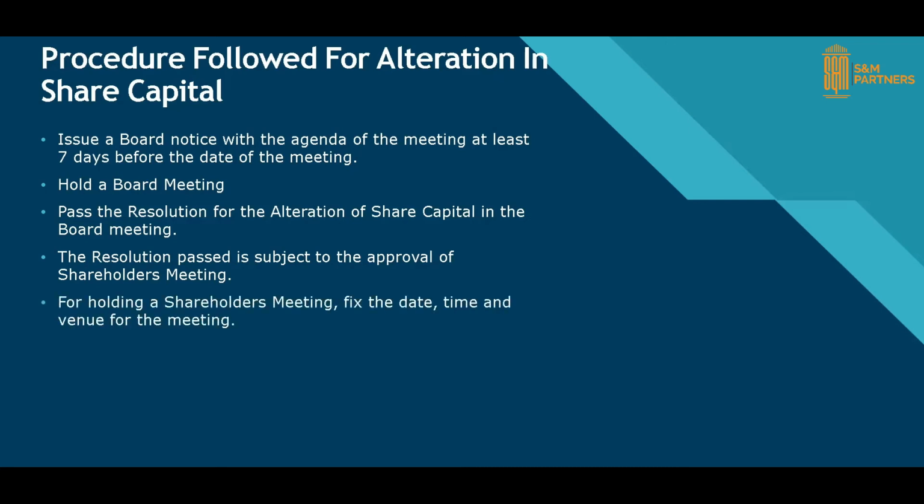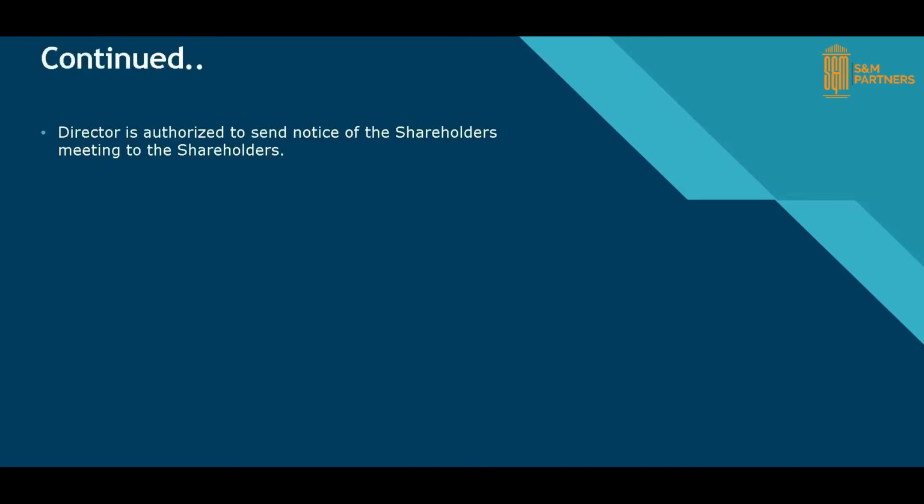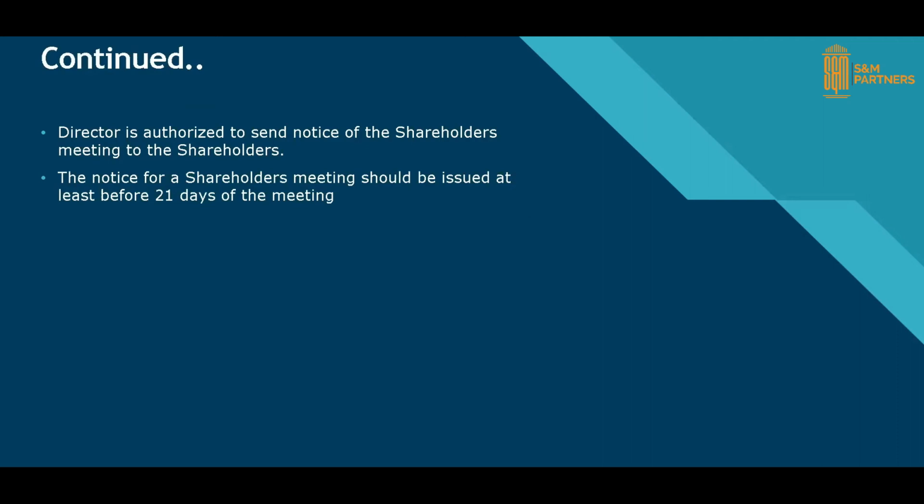For holding a shareholders meeting, you have to fix a date, time and venue for the meeting, which is commonly done for all meetings. Then the director is authorized to send notice to the shareholders, and the notice should be issued at least 21 days before the meeting. When the board meeting is being conducted, 7 days of notice is required, and when the director is sending a notice to the shareholders for such alteration, then at least 21 days of notice period is required to call the meeting of the shareholders.